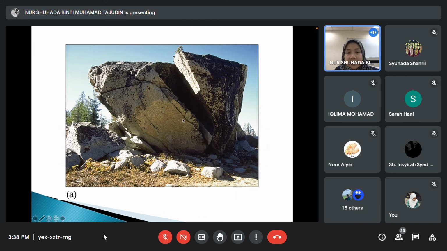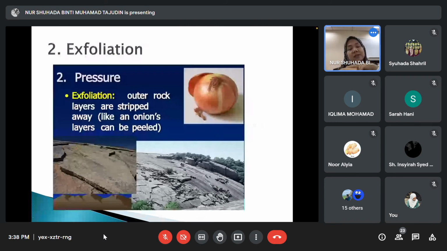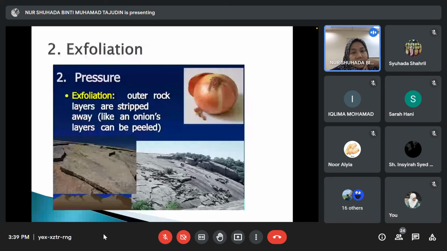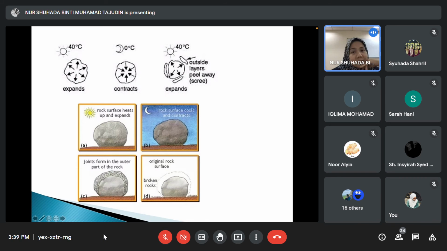You can see this is the real picture of how it is formed. Later it forms small pieces, and the small pieces break again until it becomes soil, the finest. So under physical weathering we have a few types. Exfoliation. Exfoliation is like an onion where we peel its skin. It is the outer part of the rocks. It disintegrates and breaks like that, at the surface of the rocks. It cracks because of the expansion and contraction during the day and night, so the surface is affected. That is how it peels away.